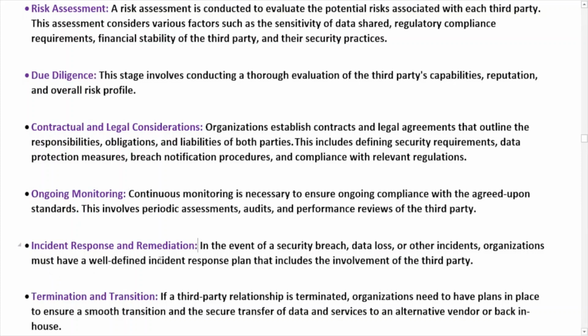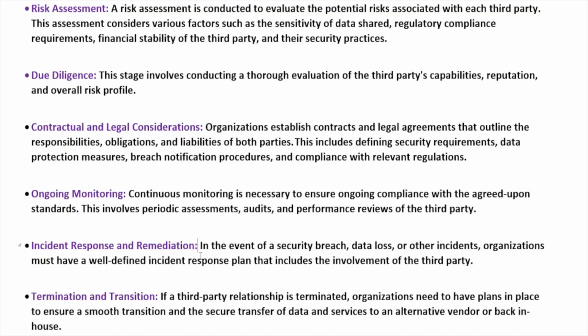In the event of a security breach, data loss, or other incidents, organizations must have a well-defined incident response plan that includes the involvement of the third party. Basically, if we talk about our example, in the event of a security incident or breach involving the payment processing company, the bank collaborates with the third party payment processing company in order to investigate the incident, and they also remediate any damages as well.